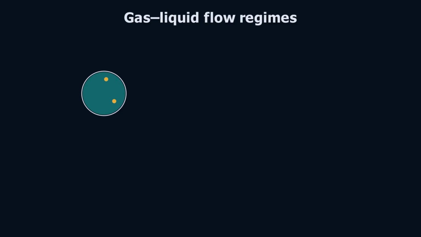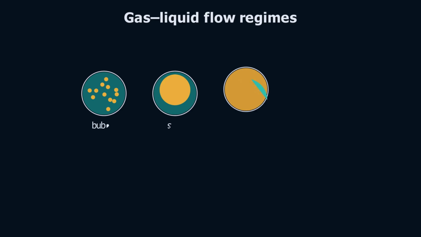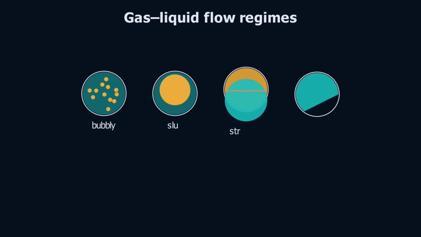Before we write any mathematics, we need a mental map. When gas and liquid share one pipe, what shapes can the mixture actually take? It turns out there is a small family of patterns, and which one you get depends on how fast each phase is moving. At low gas rates, the gas rides as small dispersed bubbles, carried along by the liquid. Push more gas in and those bubbles collide and merge until they span nearly the whole pipe. That is slug flow. Slow everything down instead, and gravity gets time to act, liquid settles to the bottom, gas rides on top, stratified flow.